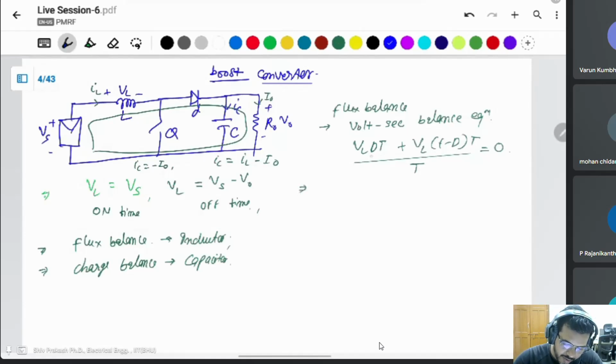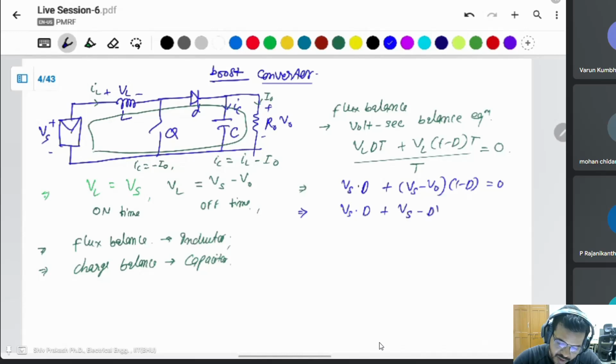Then what is the on time? VL is Vs, T will be cancelled out, Vs into T. Off time, it will be Vs minus V naught, 1 minus D is equal to 0. Vs into D, multiplied by this, then it will be Vs minus D into Vs minus V naught, 1 minus D equal to 0.